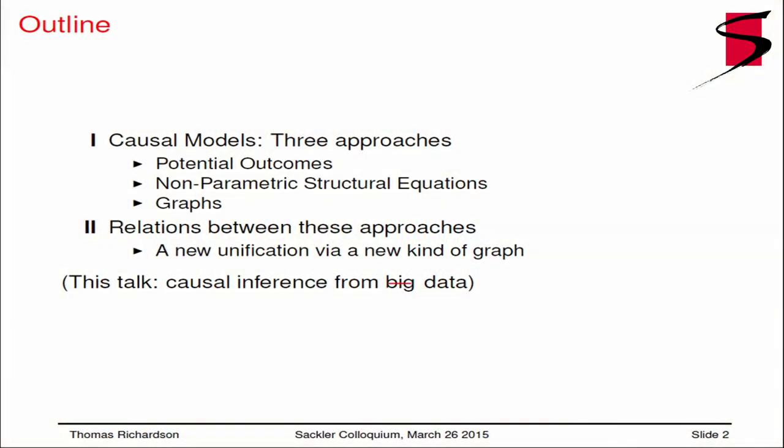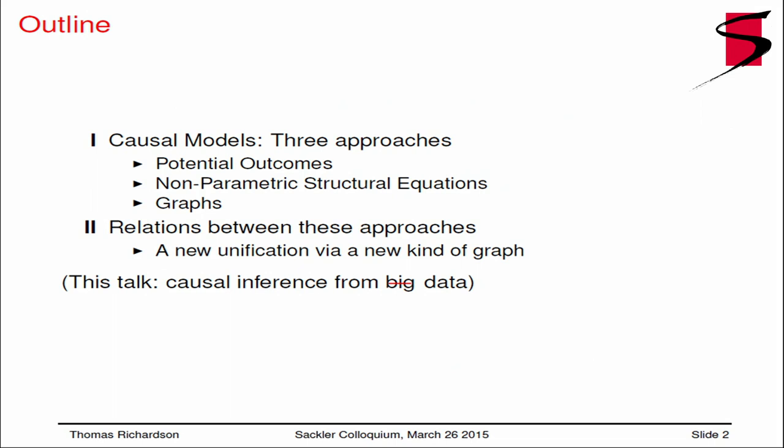This is joint work with Jamie Robbins, who will be speaking a little bit later, Robin Evans and Ilya Spitzer. I'm going to give an overview of three slightly different approaches to formulating causal models. The first being using potential outcomes, the second, non-parametric structural equations, which Judea has just described to us, and the third being graphs.